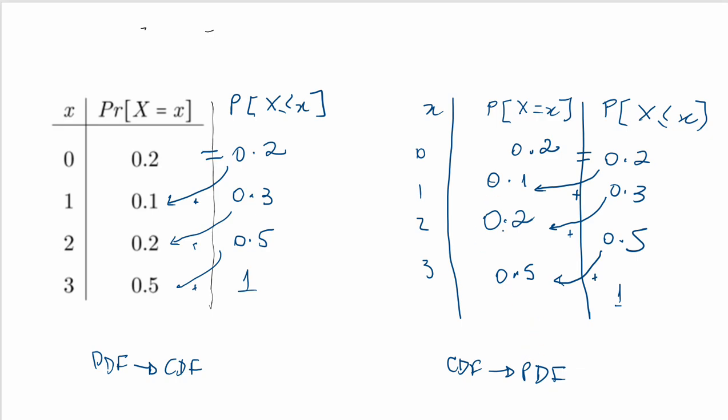So you can use the arrows, and you can also think like this. If this is a cumulative distribution, you just accumulate, right? So you start with 0.2, then you sum up 0.1, that's 0.3, then you sum up 0.2 to 0.3, that's 0.5. 0.5 to 0.5, that's 1. So this is the CDF.